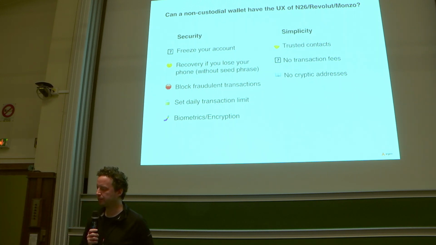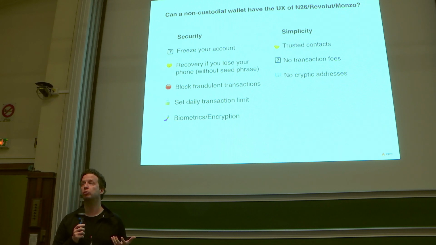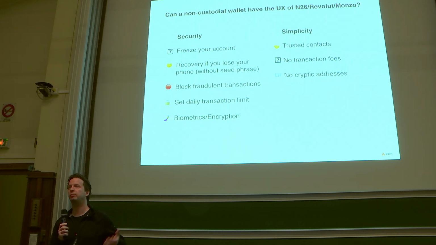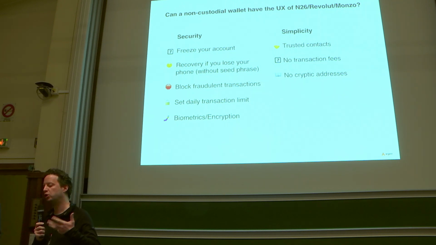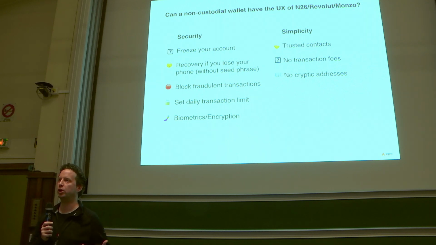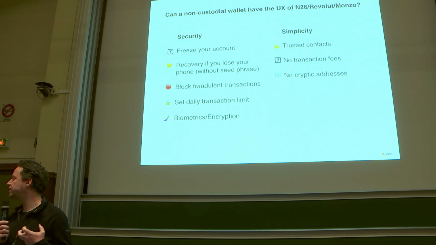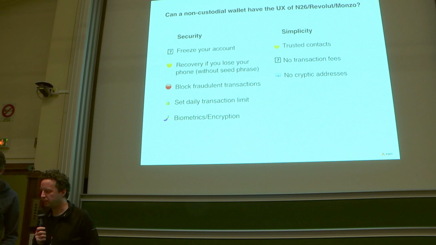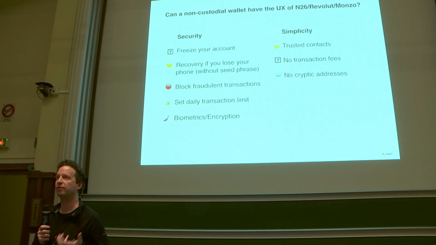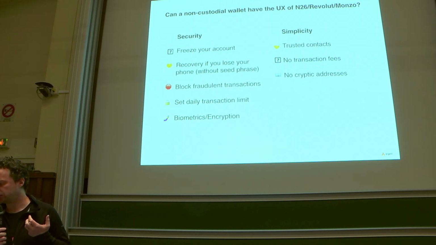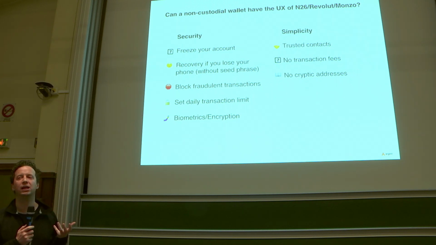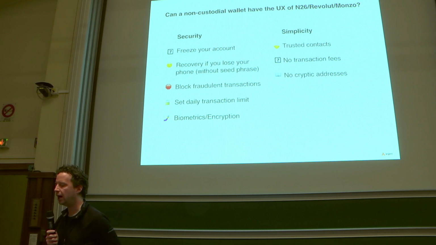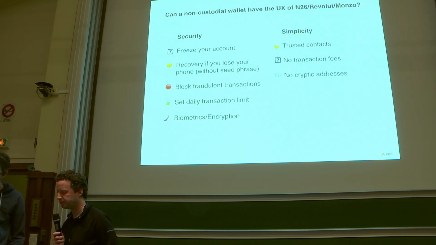Then we want to be able to block fraudulent transactions, the same way as with your bank. If suspicious transactions happen, they will be blocked. And you should be able to set a daily limit, and then have the usual biometric encryption on your phone. From a simplicity perspective, we wanted the concept of trusted contacts. Get rid of or abstract gas. It's still too complex to think about transaction fees. And then get rid of cryptic addresses.